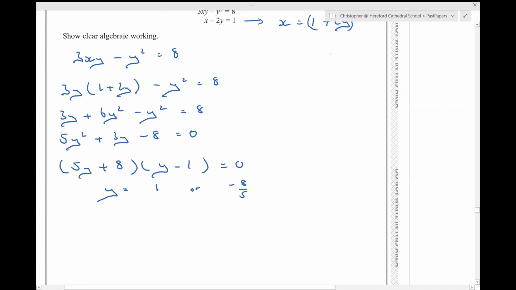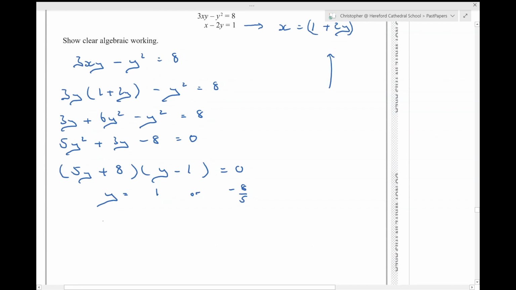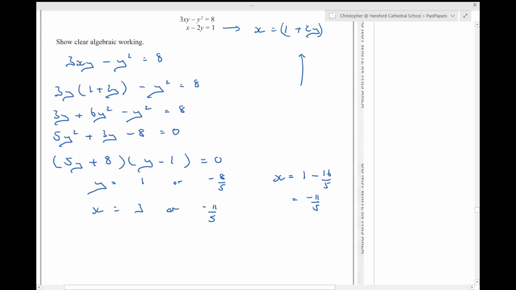I know, look at this, that x is 1 plus 2y. So if y is 1, then x is 1 plus 2, which is 3. And if y is minus 8 fifths, then x is 1 minus 16 fifths, which is minus 11 fifths. So there are my two sets of solutions.